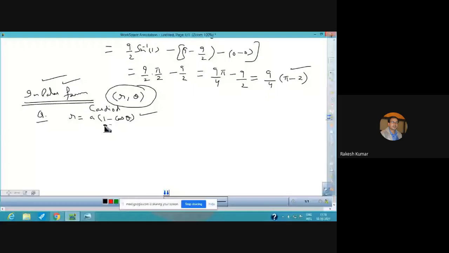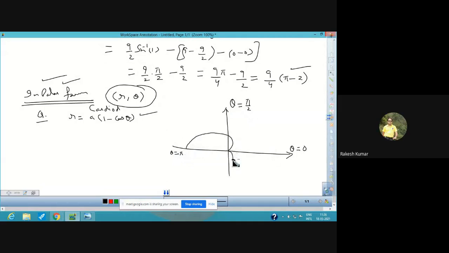And plot this cardioid with the help of coordinates. At this point theta is 0, and at this point theta is pi by 2. Obviously that comes out to be 90 degrees. So let us plot the coordinate, and at this point theta is pi. So the coordinate is like this. This is the shape of the cardioid.